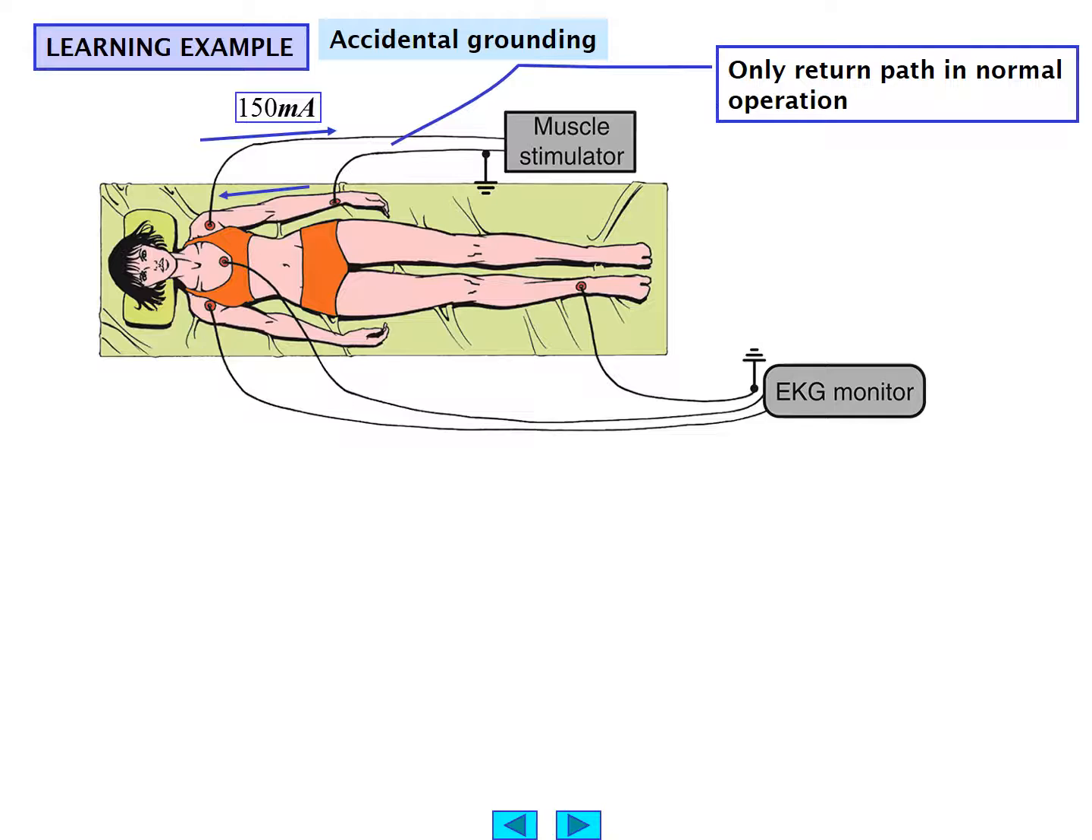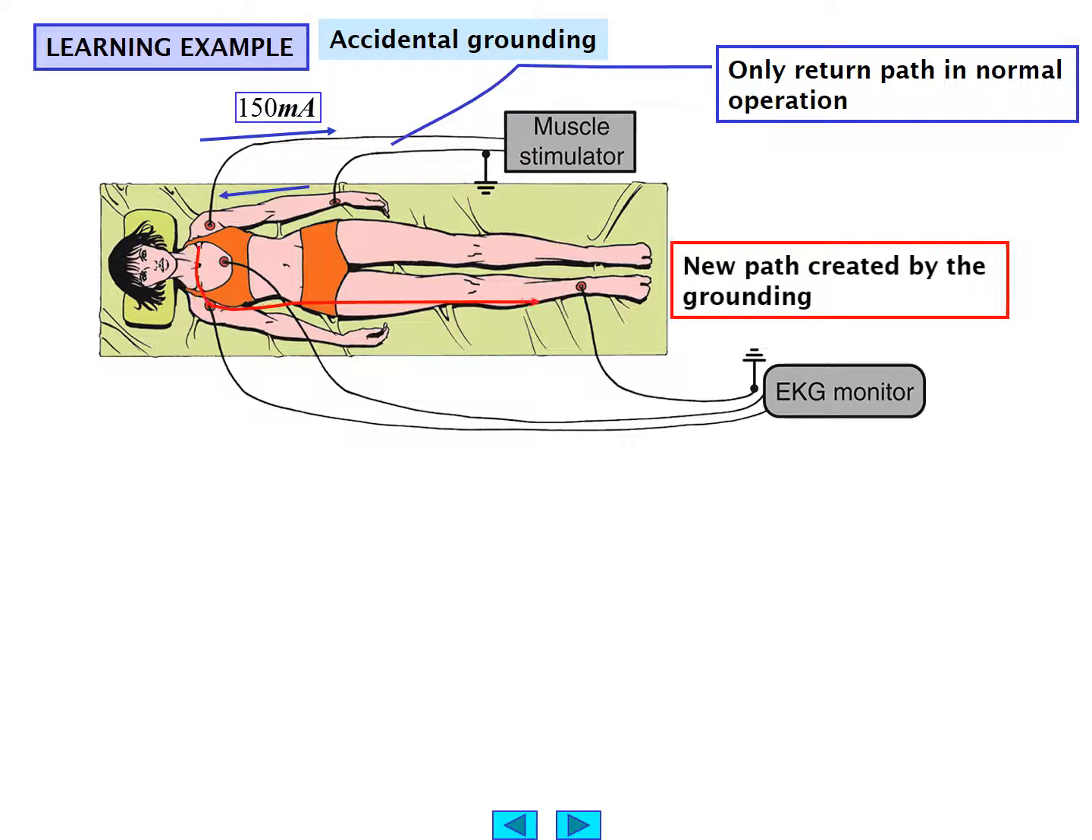In this learning example, we'll see what can happen in a clinical situation for accidental grounding. Here we have a patient that's being subjected to muscle stimulation, usually having to do with problems in locomotion or transit of the limbs, by a muscle stimulator, and the only return path in normal operation is through the muscle stimulator. However, at the same time, to monitor the state of the patient, we also have an EKG or electrocardiogram monitor, and that will cause a problem because it is defective.